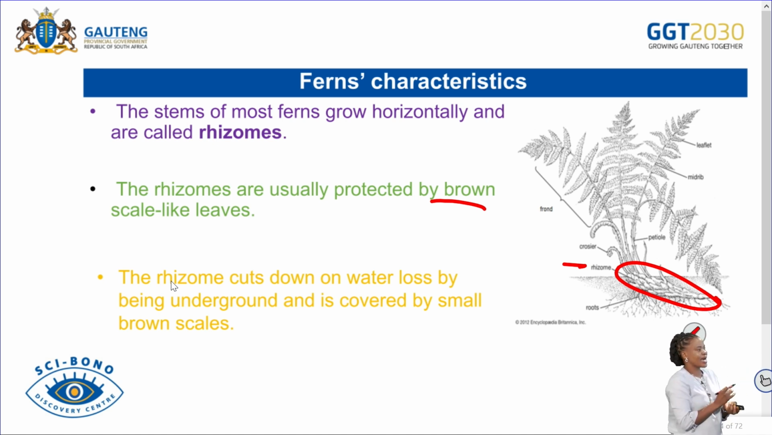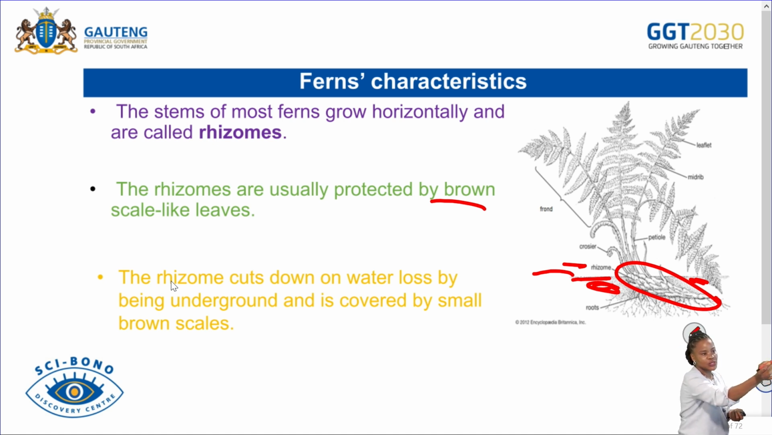And then rhizomes cut down on the water loss by being underground. They are always underground. You can see this is our soil. So they are usually underground and covered by small brown scales. And then that is our rhizomes.